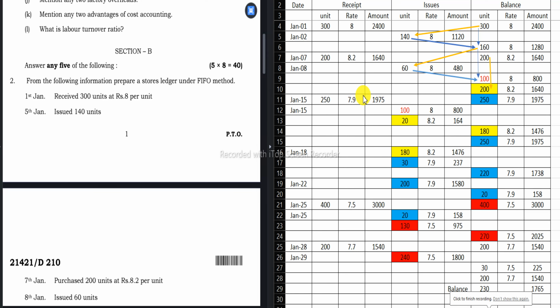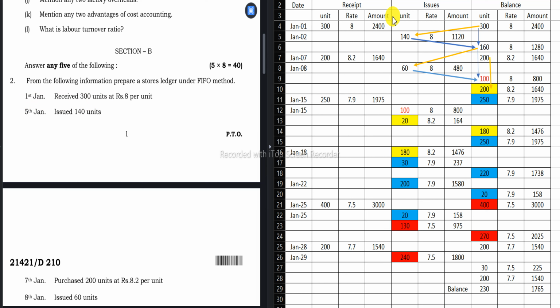Today we need to solve the problems on FIFO method. So here I have one question. From the following information, prepare a stores ledger account under FIFO method. So here information given: 1st January received 300 units at rupees 8 per unit.